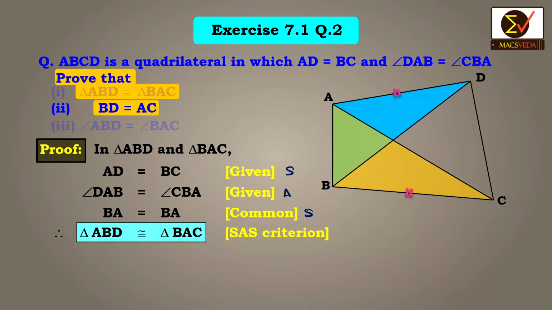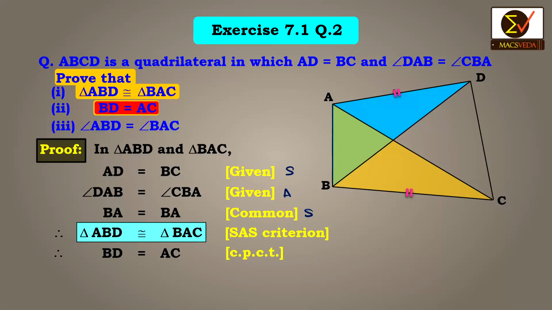Now once the two triangles are congruent, the corresponding sides are equal. So side BD will be equal to side AC by the CPCT property. That is, corresponding parts of congruent triangles are the same, right? So BD is equal to AC.